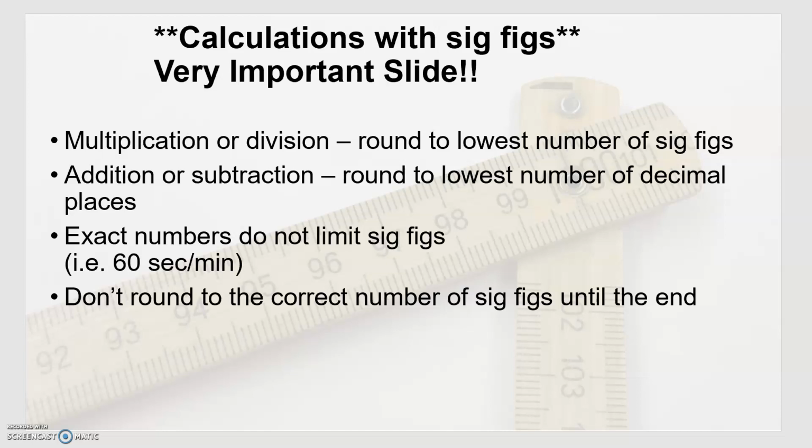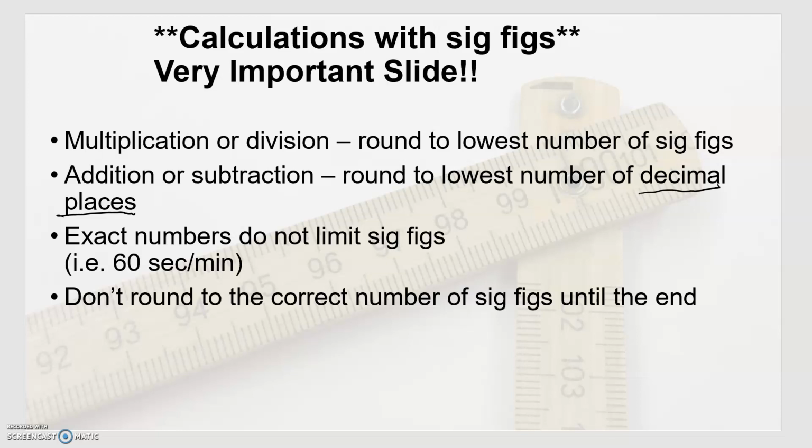So when you are presented with a problem and you have to do multiplication or division, you're going to look at all of your numbers and round your answer to the lowest number of significant digits in the question. So if you have 3 different measurements in your question and the lowest number of significant digits is 2, then you do your multiplication and then round to 2 significant digits of your answer. If you're doing addition or subtraction, then you will look at all of your numbers and round to the lowest number of decimal places. And we're going to show you examples of each of these.